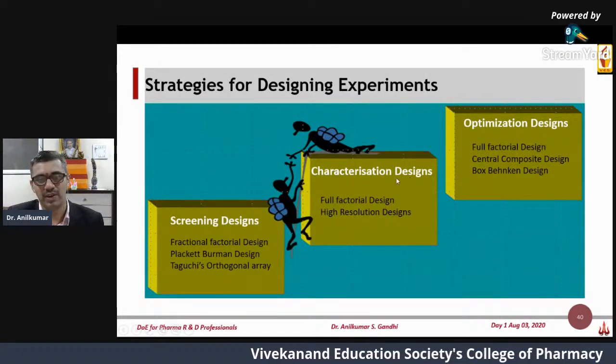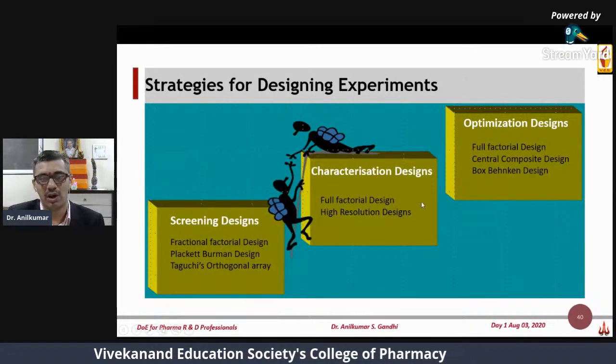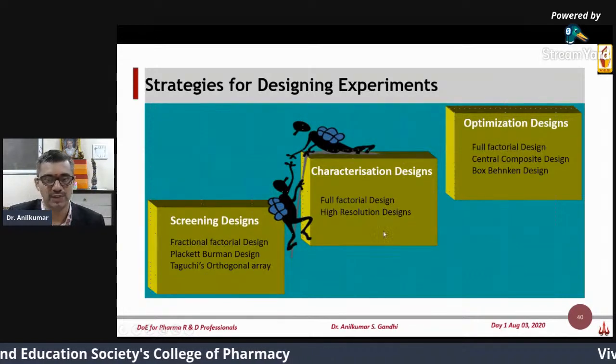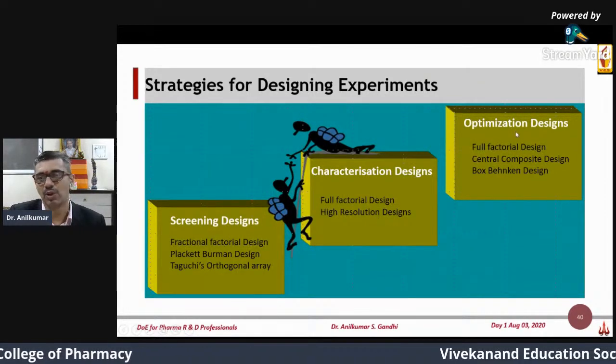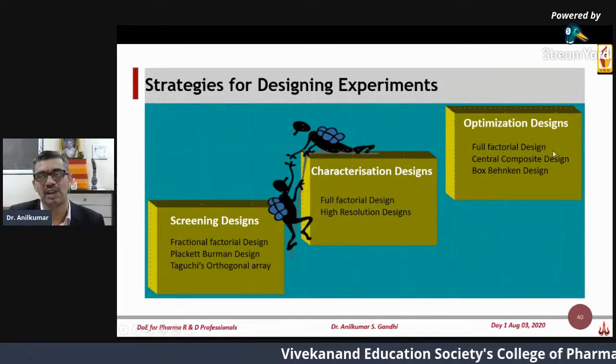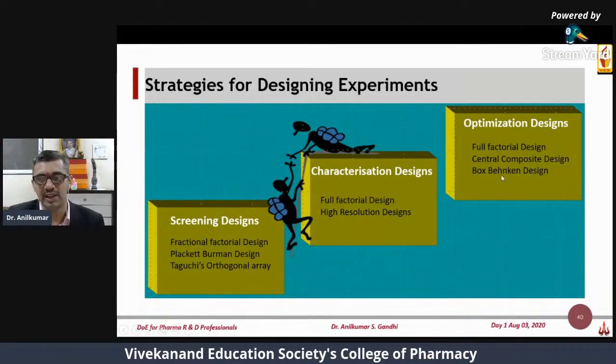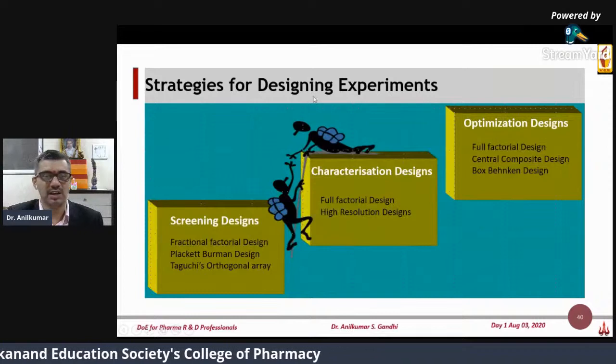Then you will go to characterization, which is full factorial or high resolution, like resolution 5, 6, 7 designs. And then you will go to optimization, which is full factorial with center points, CCD or BBD. So these are the different designs.